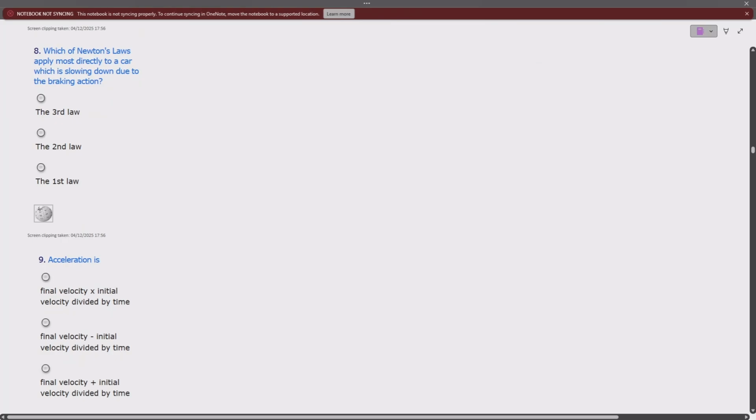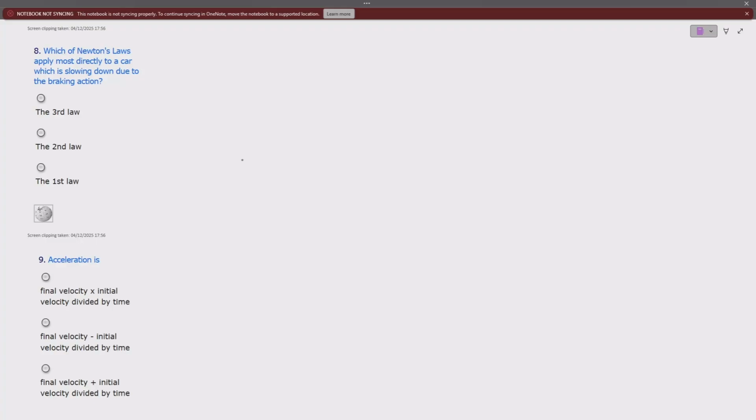Number 8. Which of the Newton's laws apply most directly to a car which is slowing down due to the braking force? The braking force means retardation. In Newton's laws, we have the first, second, and the third law, and it's only the second law that applies to this. Force equals mass times acceleration. That was the second law. So that's the right answer.